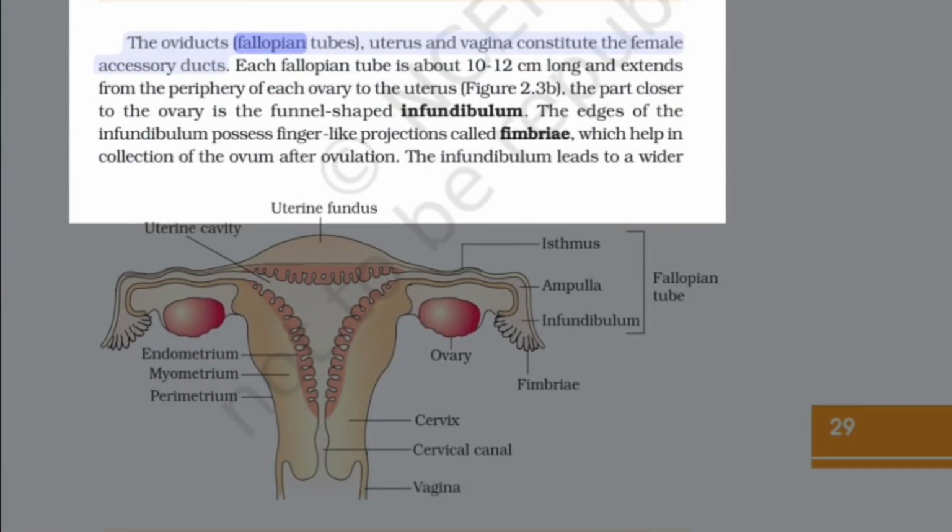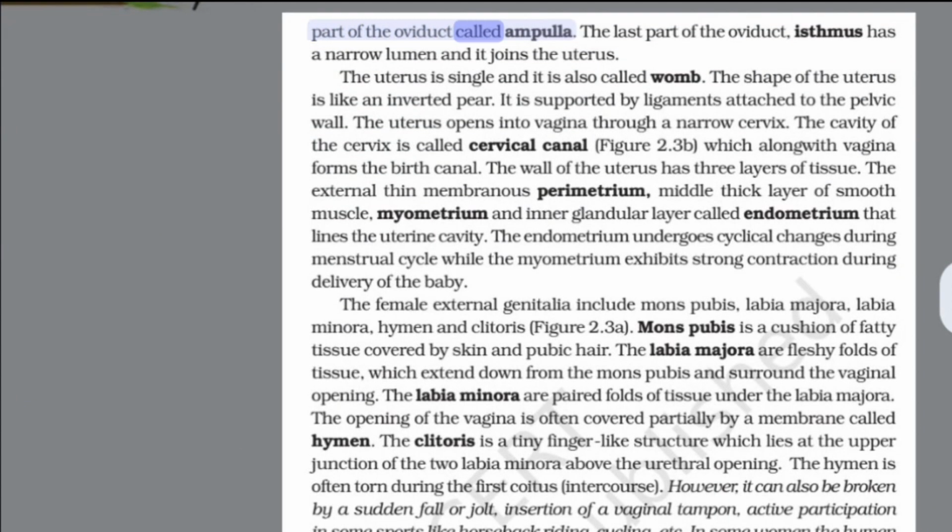The oviducts, fallopian tubes, uterus, and vagina constitute the female accessory ducts. Each fallopian tube is about 10-12 centimeters long and extends from the periphery of each ovary to the uterus. The part closer to the ovary is the funnel-shaped infundibulum. The edges of the infundibulum possess finger-like projections called fimbriae, which help in collection of the ovum after ovulation. The infundibulum leads to a wider part of the oviduct called ampulla. The last part of the oviduct, isthmus, has a narrow lumen and it joins the uterus.